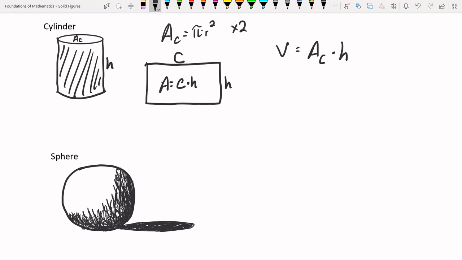Cylinders are very nice to work with. Their dimensions are pretty easy to use. It's nice to have a three-dimensional figure that has somewhat simpler formulas.